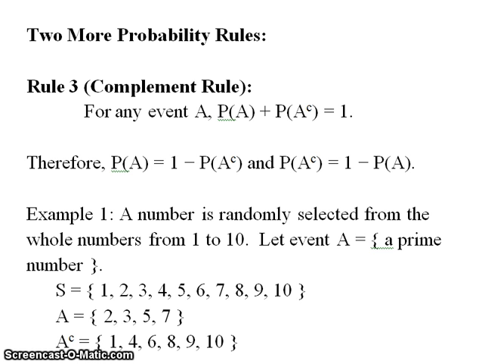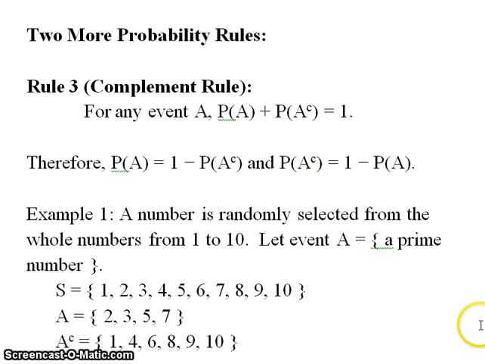Here's an example. If you select a random number from the whole numbers from 1 to 10, you could let event A be that we draw a prime number. The sample space is the whole numbers 1, 2, 3, 4, 5, 6, 7, 8, 9, 10. In event A, the prime numbers are 2, 3, 5, and 7 from this sample space. And the complement of A would be the set 1, 4, 6, 8, 9, and 10.